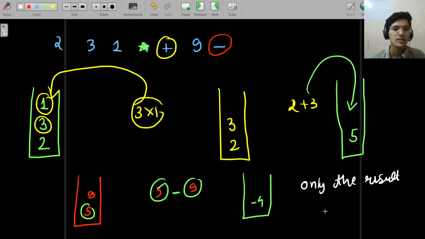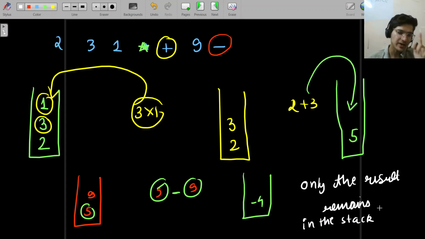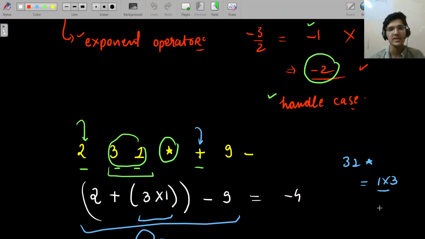Result remains in the stack. Then you return it. If it is not the case, that means either you did something wrong or the expression is not valid. Other than that, you are always sure that only one element remains, which is the resultant thing in the stack.